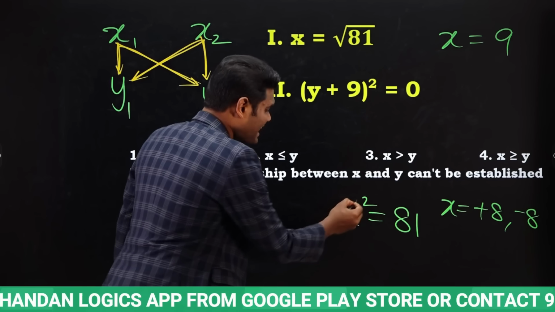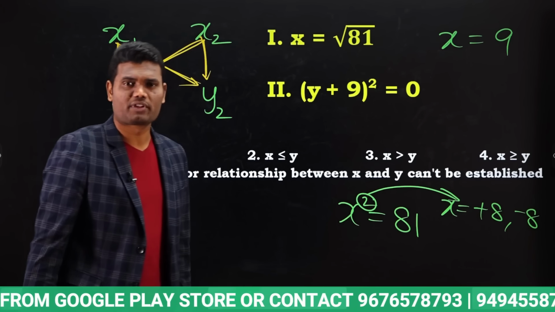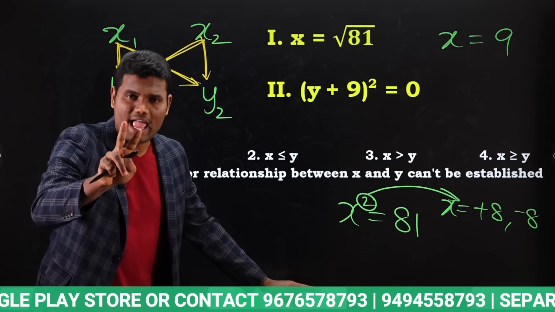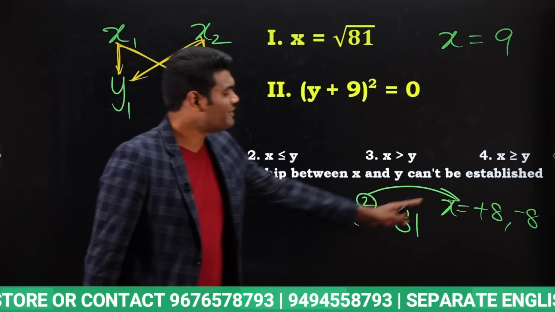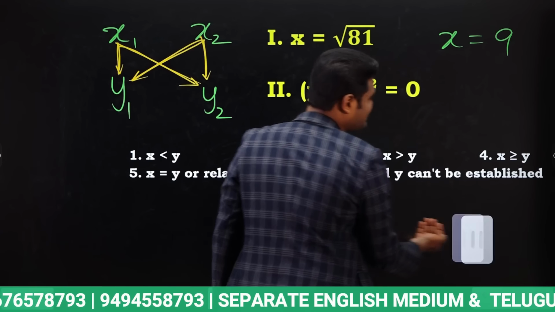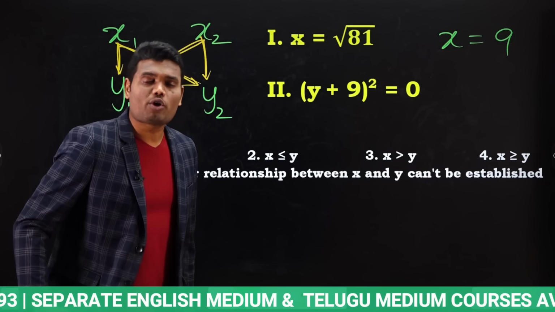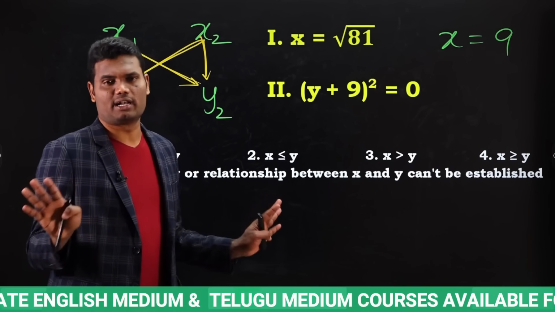Okay. Why means it is very clear, x square means I need 2 values. Square is nothing but 2 values. As you need 2 roots, one will be plus 8, another will be minus 8. But here if you observe, it is not x square. It is nothing but x equal to square root of 81. Square root of 81 means just 9. That's it. Nothing more than that.